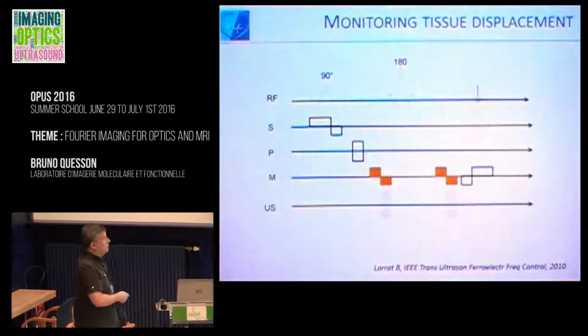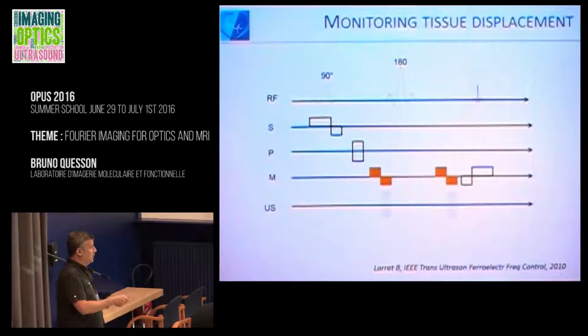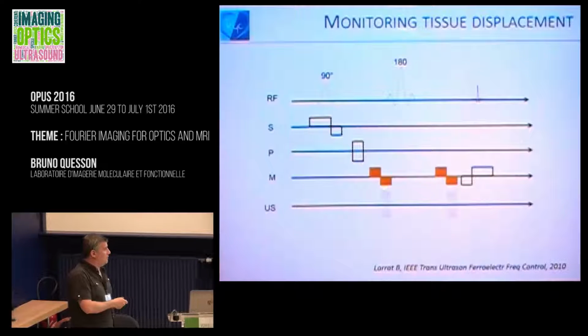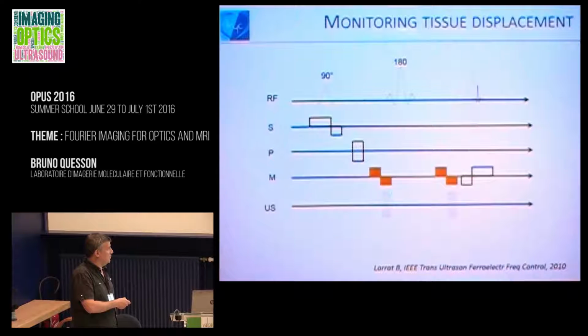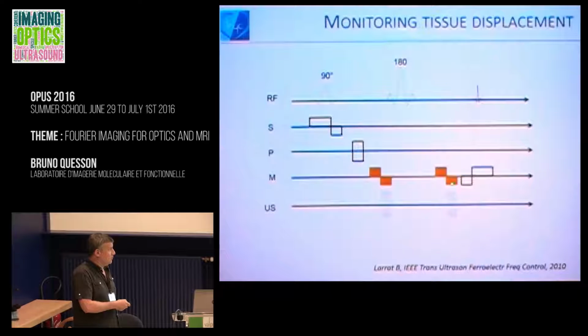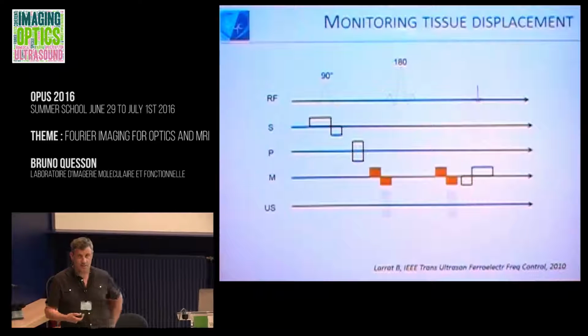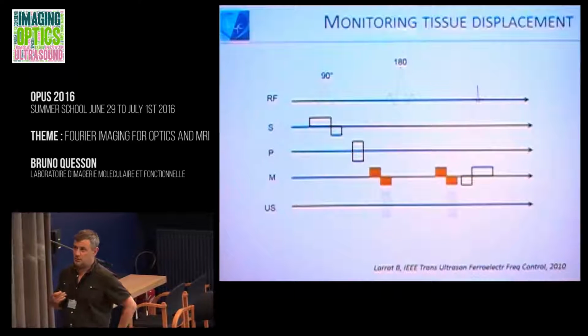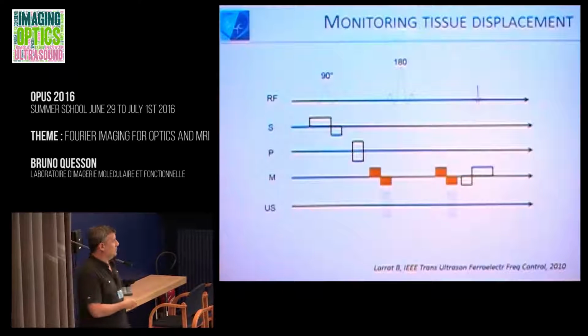Can we control that with a mount? Yes, this is a different sequence, don't be disturbed by that. What we simply add is a pair of gradients, and we synchronize the ultrasound emission between one of the gradients. Using this, we encode in the phase of the signal the displacement, the push that we are creating with our ultrasound.